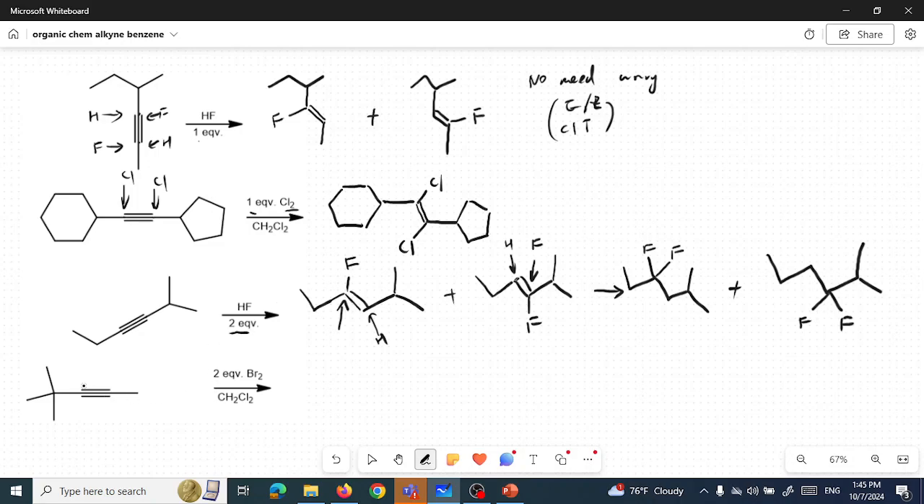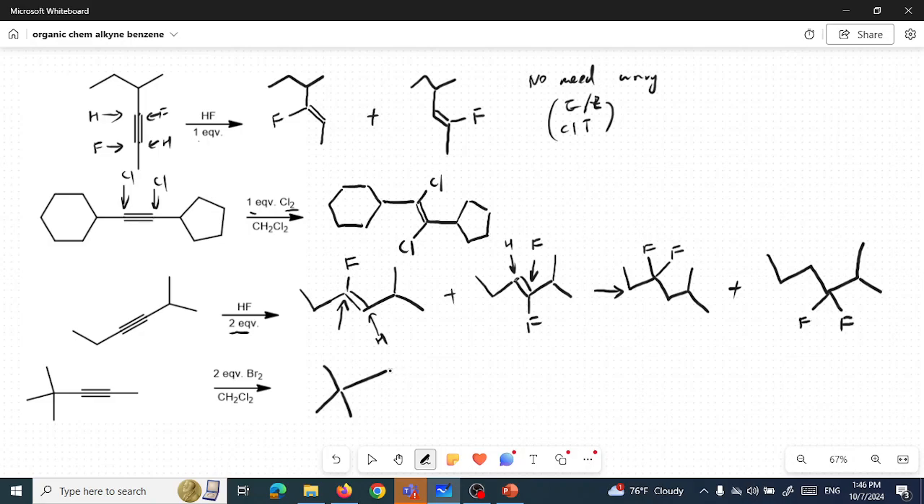Now the last one, where the triple bond is, and you're adding two equivalents of Br2. This one is going to result in only one product, and that's going to open up all of the pi bonds and add as many bromines as you can, which will be two bromines on each carbon. In other words, just copy the structure.